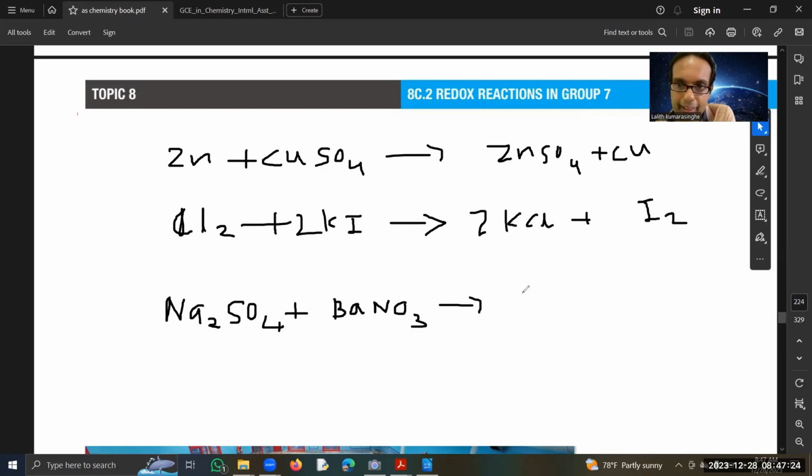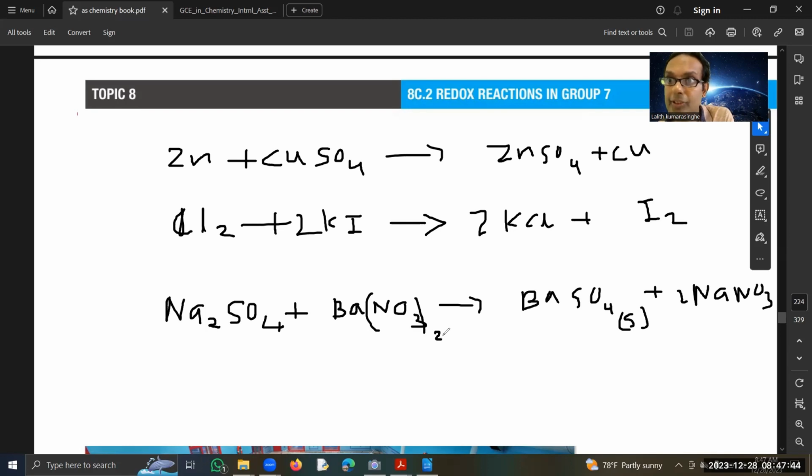Now this one I'll be getting barium sulfate. This is a test. White color precipitate. And you get sodium nitrate, the colorless solution. Balance. Oh, barium nitrate formula went wrong. This is called double displacement reaction. This is not a displacement reaction. This is double displacement reaction. This happens in ionic solutions only.